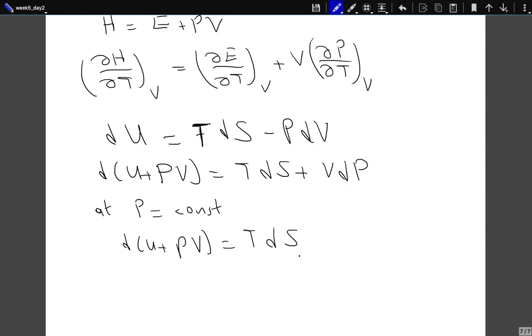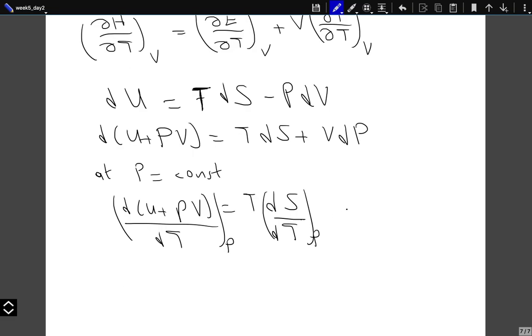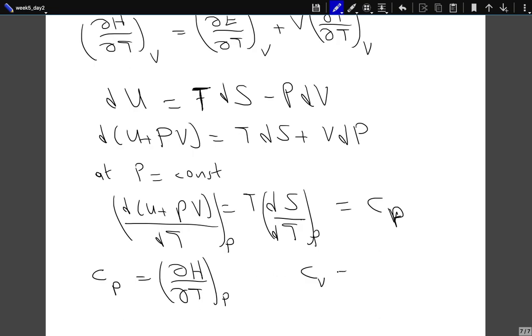And what you are looking at is dS/dT. TdS/dT at constant pressure. So this is Cp. So Cp is dH/dT at constant pressure. Cv is dU/dT at constant volume. So again, the variable is P.